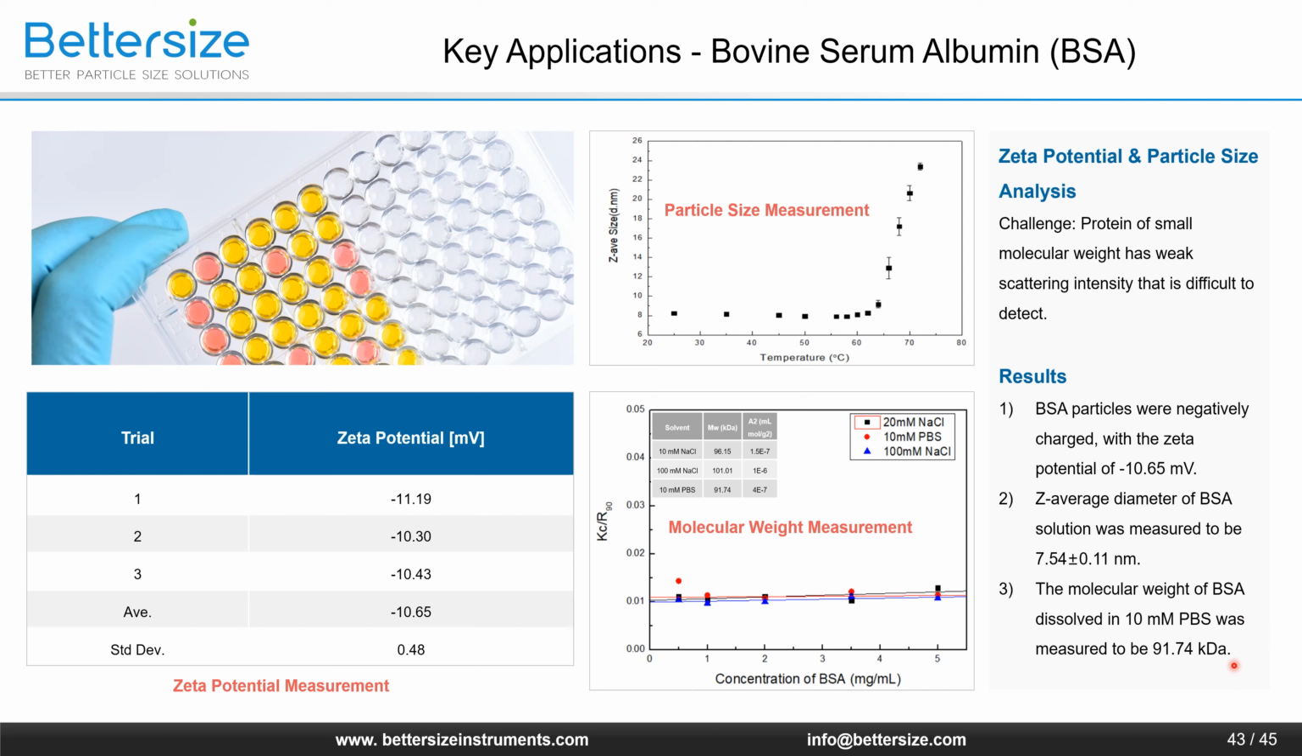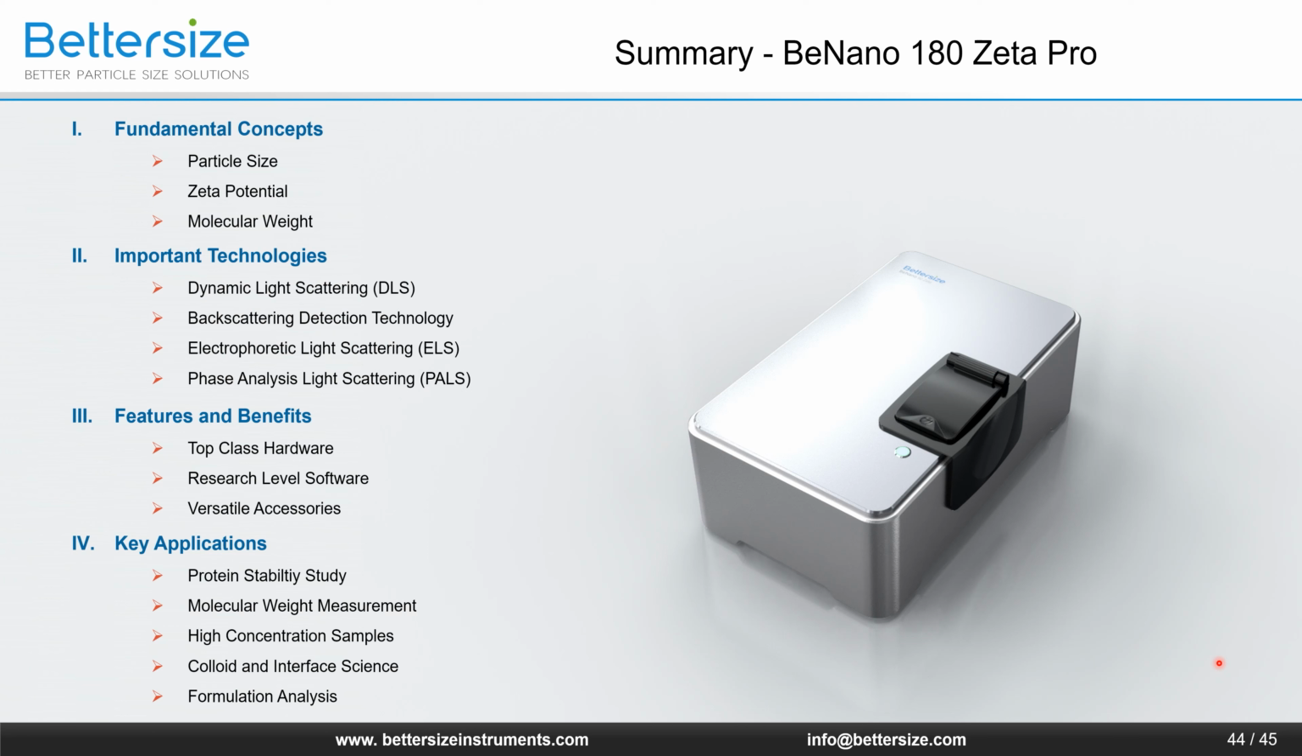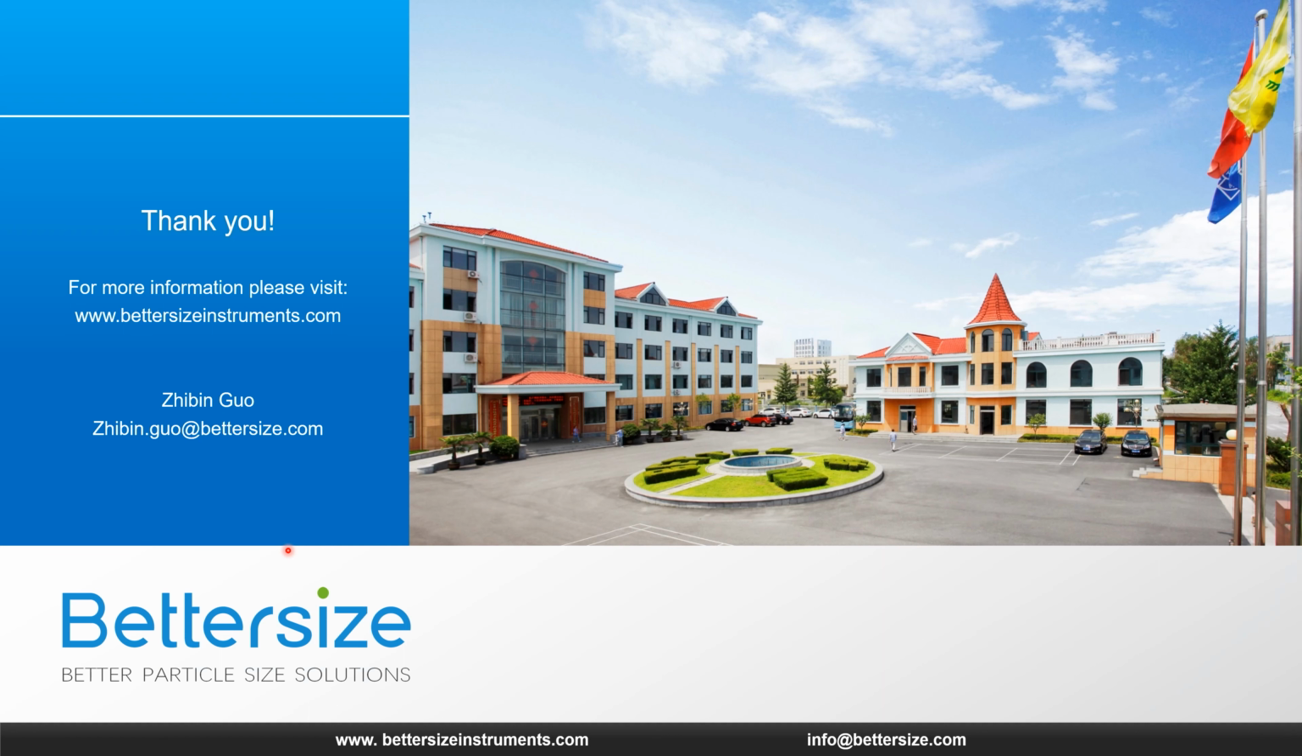In conclusion, 3 important properties of proteins were measured using the 3 techniques with only 1 instrument. That's what the BeNano 180 Zeta Pro can offer. Finally, here are summaries. In this talk, I gave the introduction to the fundamental concepts, important technologies, features and benefits, and key applications of the BeNano 180 Zeta Pro.